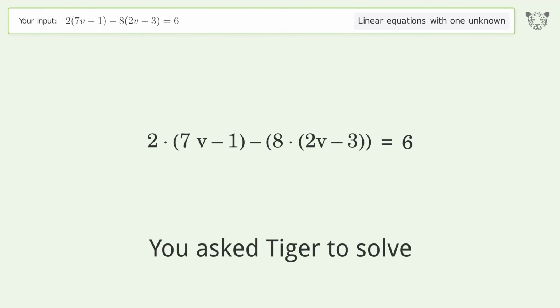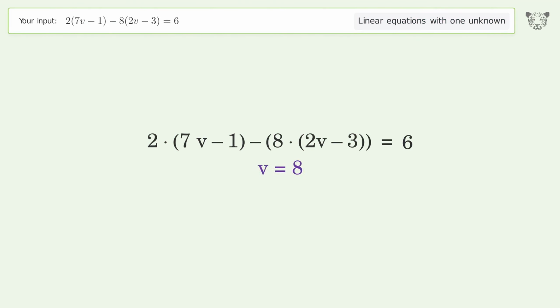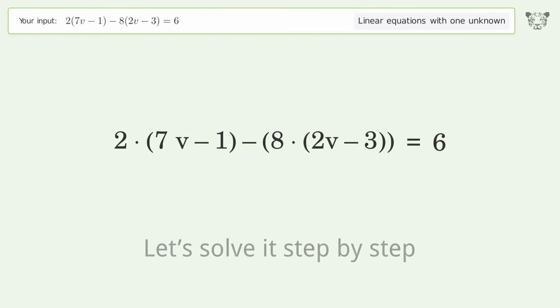You ask Tiger to solve this. This deals with linear equations with one unknown. The final result is v equals 8. Let's solve it step by step.